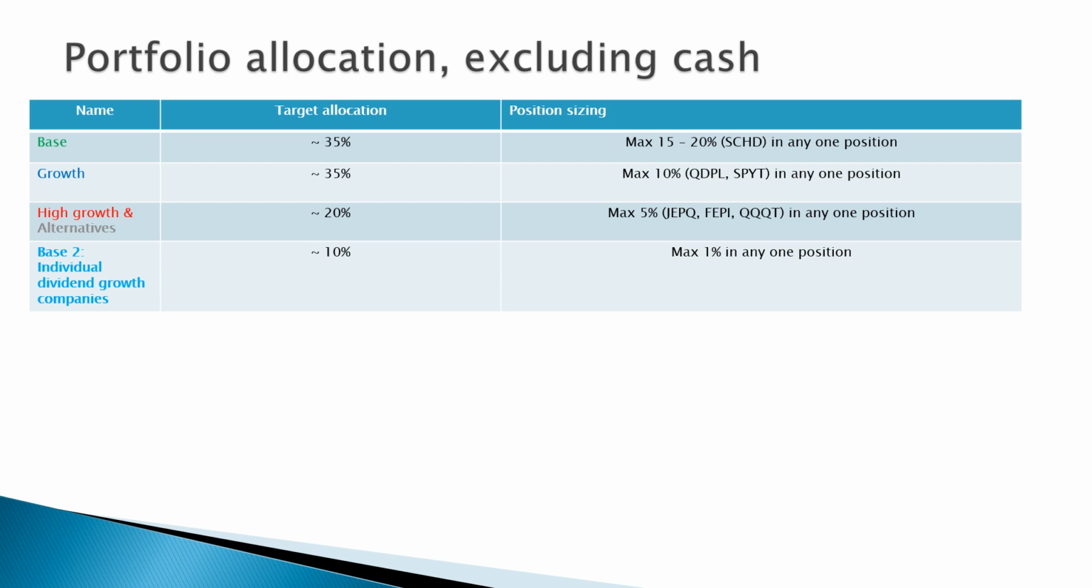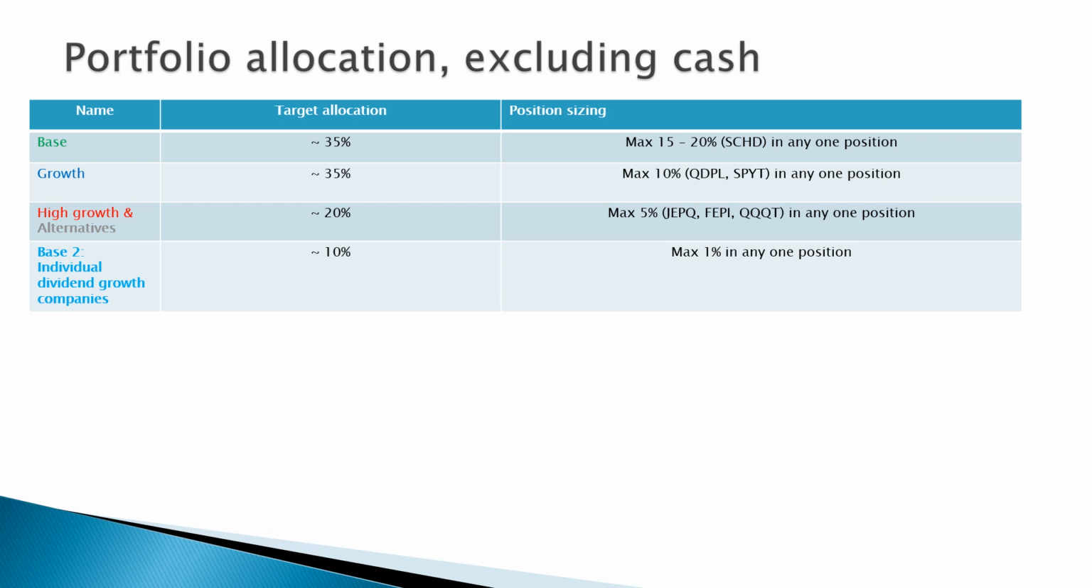Base 2 is, the reason I'm separating it from base is, first of all, I'm calling it base because it is anti-growth and high growth in terms of balance. And secondly, it's a separate tranche because it's individual dividend growth companies. So the target allocation is typically, and you can see what I'm shooting for, 35% for base, 35% for growth, 20% for high growth and alternatives, and 10% for the individual dividend growth companies.